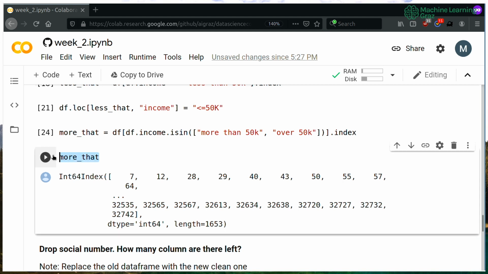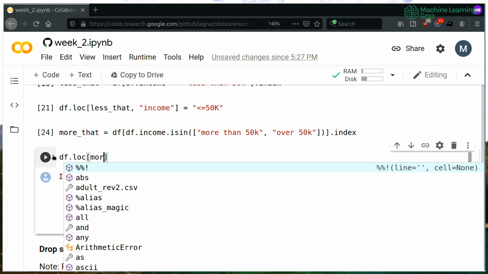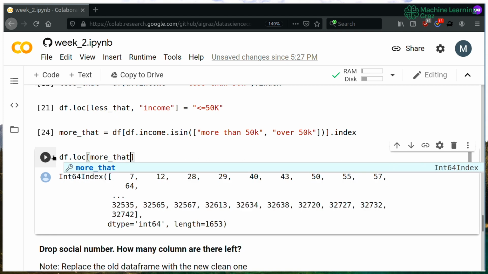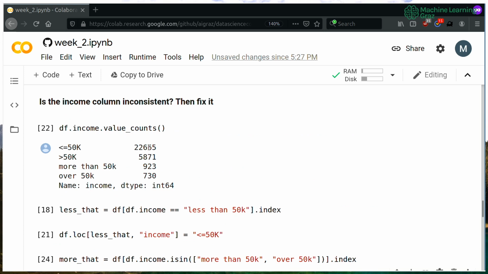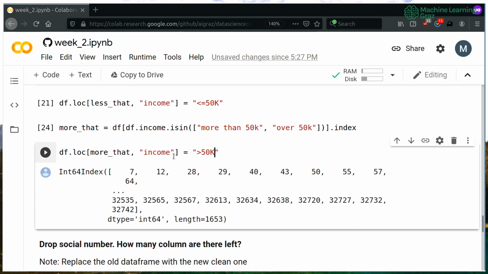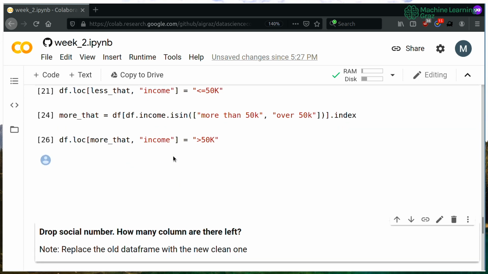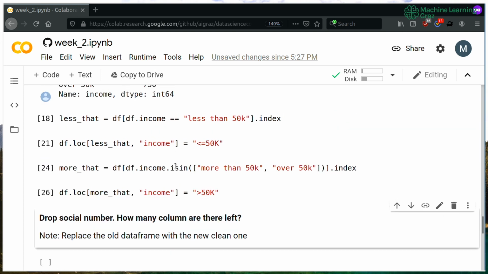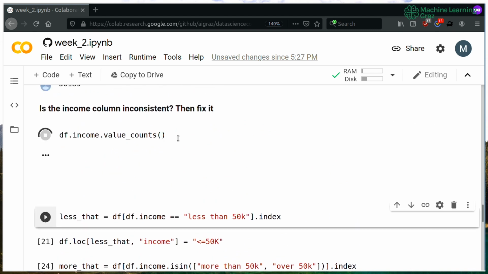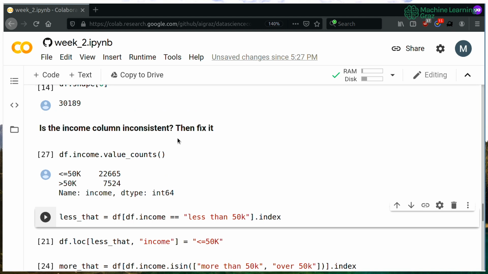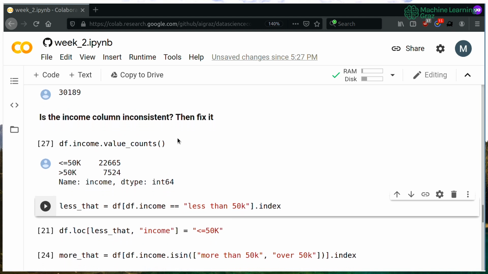And now let's fix the rows. We write df.loc more than, and we get the income column again, and we write here bigger 50k. Note again, I wrote big K as it's defined at the top. So exactly like this. And if you run this, it should be fixed. If we go back to the top, value counts, we should only get two different unique values: smaller equal 50k or bigger 50k.